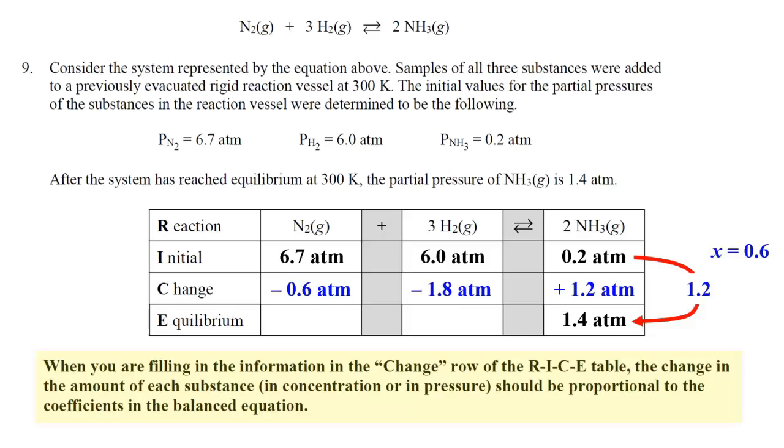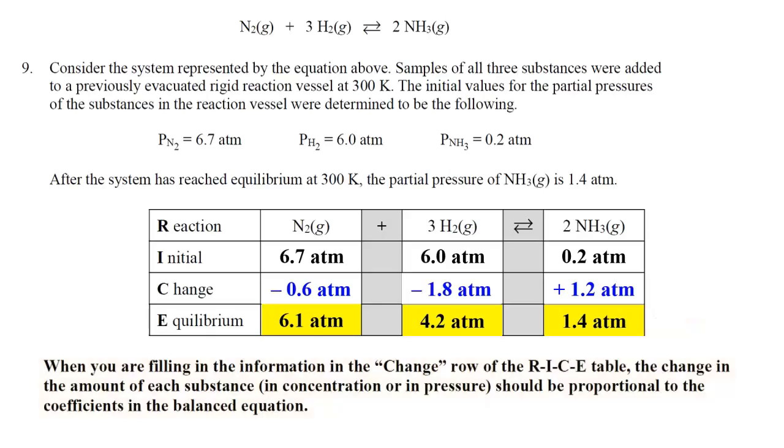The final row of the RICE table gives the equilibrium partial pressures of all three of these substances. 6.7 minus 0.6 is equal to 6.1 atmospheres. So that value is the partial pressure of nitrogen at equilibrium. 6.0 minus 1.8 is equal to 4.2 atmospheres. So that value is the partial pressure of hydrogen at equilibrium, and then we already know that at equilibrium, the partial pressure of ammonia is 1.4 atmospheres. So we have now used our RICE table to answer part A of question 9.